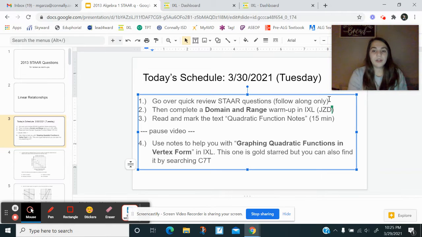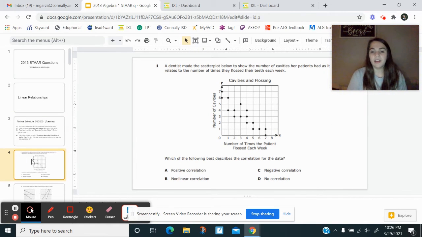So I'm going to stop my agenda real quick, move on to the STAR questions to review. We're going to start reviewing these each day. And you just follow along. You don't have to take any notes today. All right, I will probably get you to do that later. So the first question says, a dentist made a scatter plot below of the number of cavities the patient has as it relates to the number of times they flossed each week.